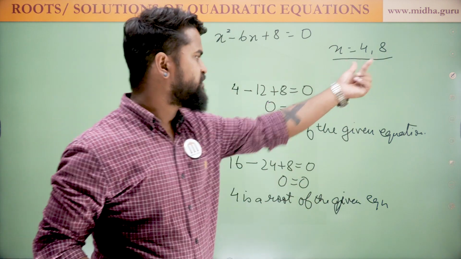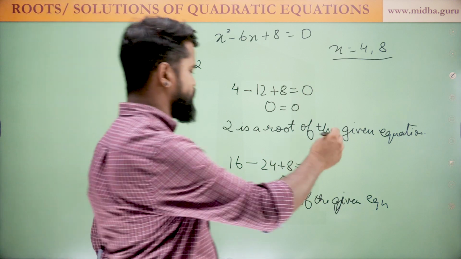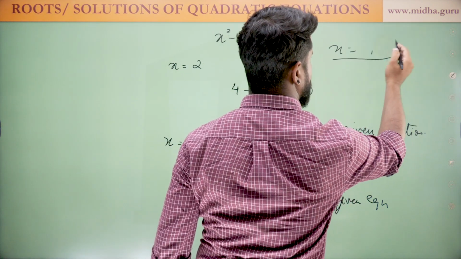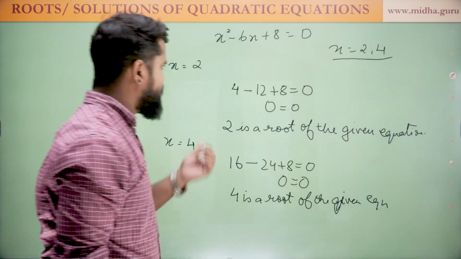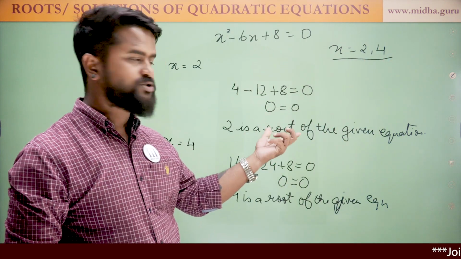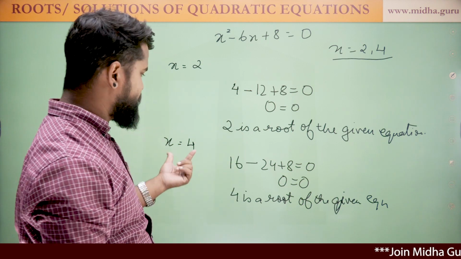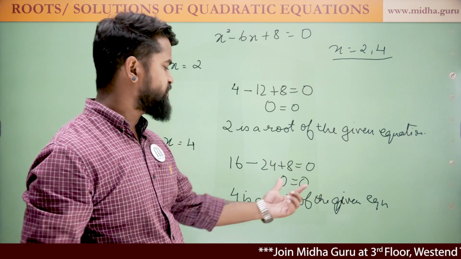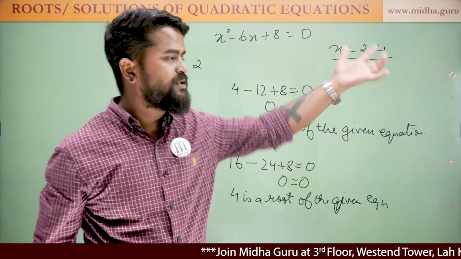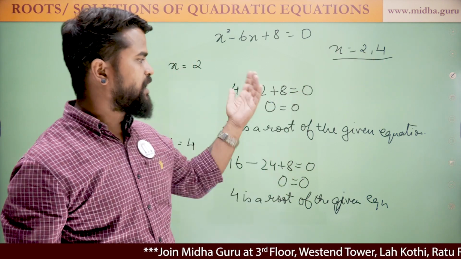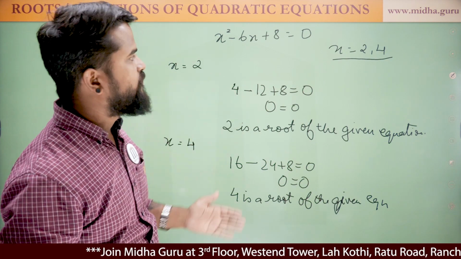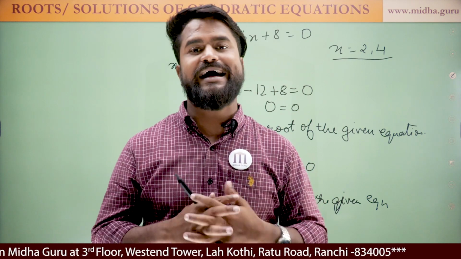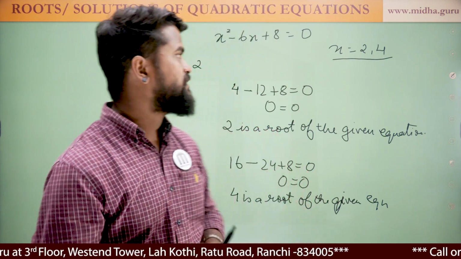So either of these can, as we saw, sorry, I wrote 4, 8, that's my bad. So when I substitute 2, I also get that the equation is true. It stands true, 0 is equal to 0. Similarly, when I put the value of x as 4, I also get that the equation is satisfied. So here I can say that 2 and 4 both are roots or solutions for the given equation. So that is the idea of roots.